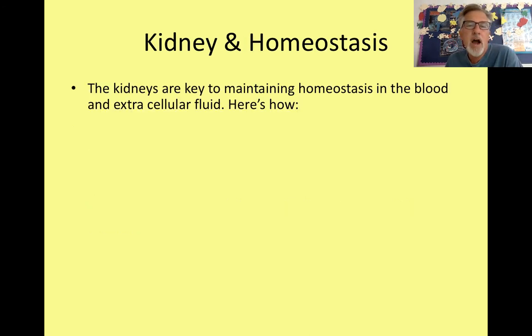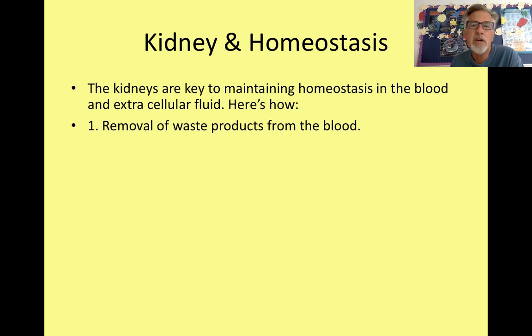The kidneys are key to the homeostasis in the blood and the extracellular fluid, that is the fluid around the cells. Without the kidneys, the proper osmotic balance could not be obtained, and your cells would live in a hostile environment and cease to function very quickly. So here's how the kidneys do it.